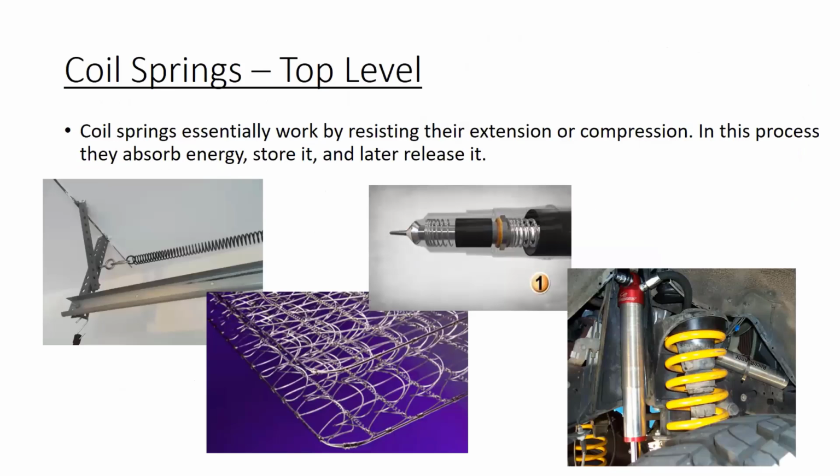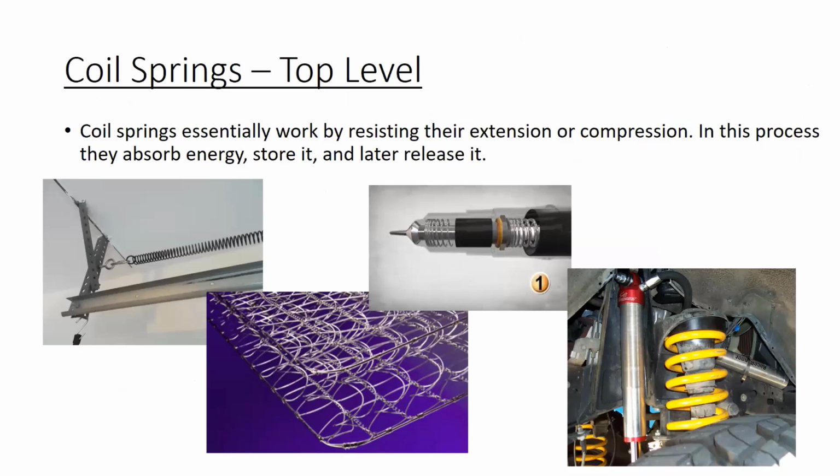Some top-level information about coil springs: they essentially work by resisting their extension or compression. In this process, they absorb energy, store it, and later release it. Common examples are the springs in a garage, often used to counteract the weight of gravity to allow you to lift the garage door open or help offset some of the power needed by the motor to lift it up.